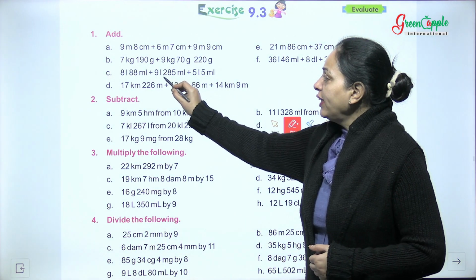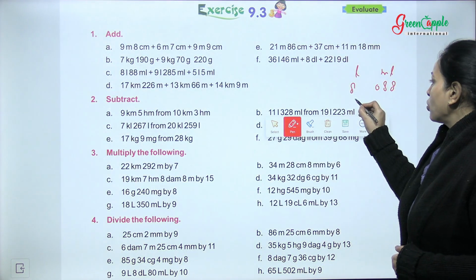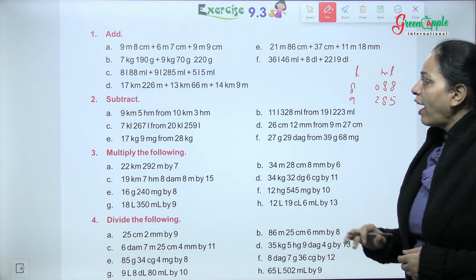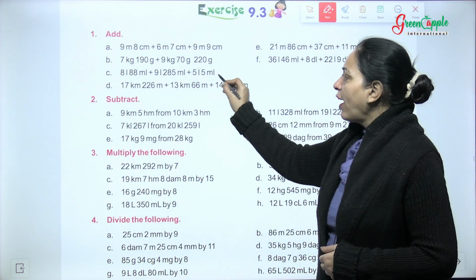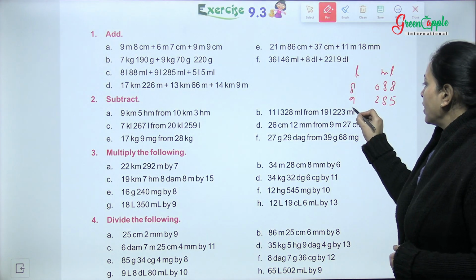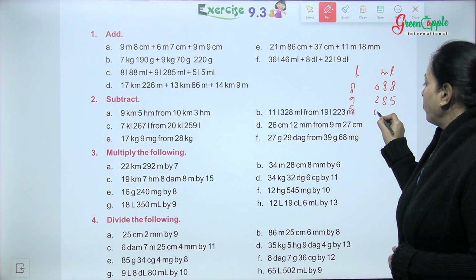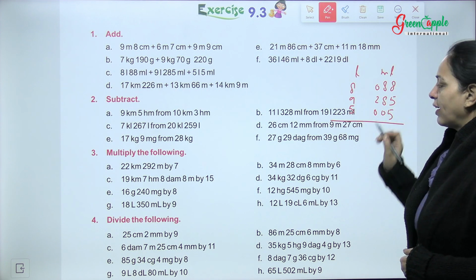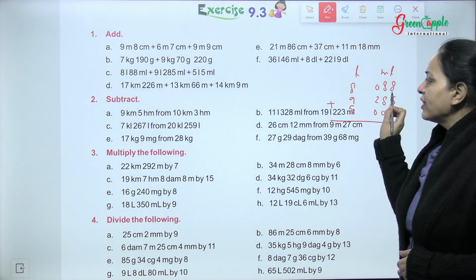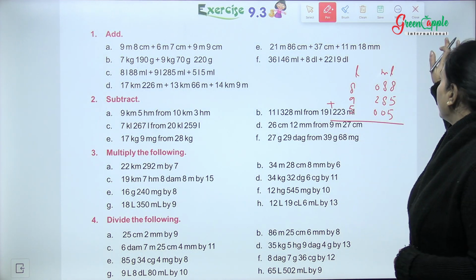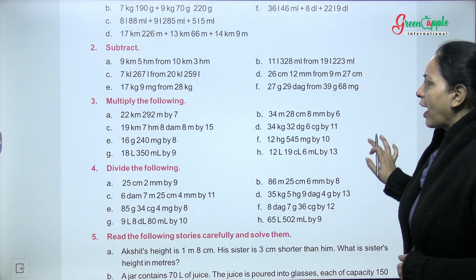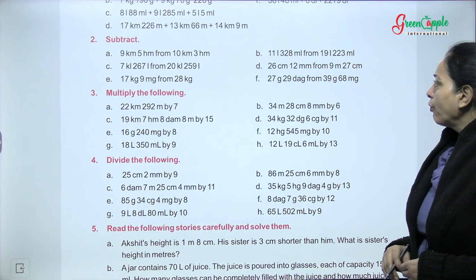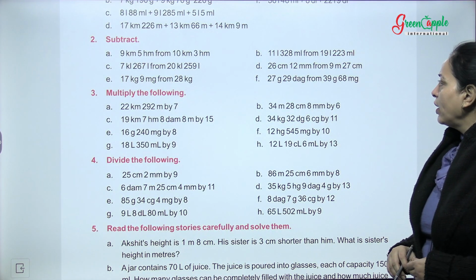Now here 9 liter, 285 milliliter. So 9 here, 285 here, and the third is 5 liter and 5 milliliter. So this is 5 liter and 5 milliliter means 005. So now what to do? Add. Simple. So just write it carefully.